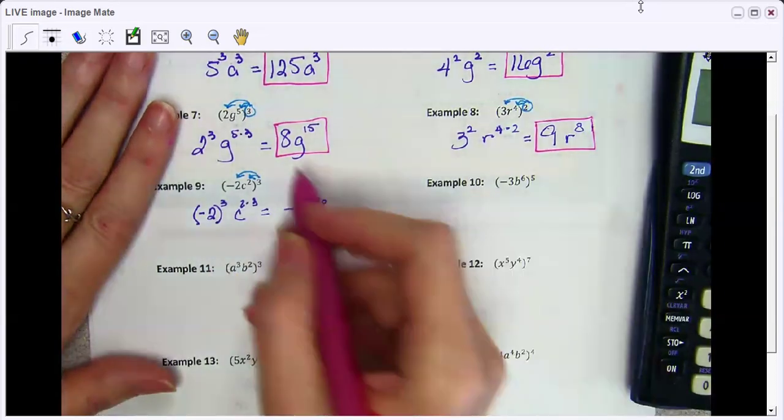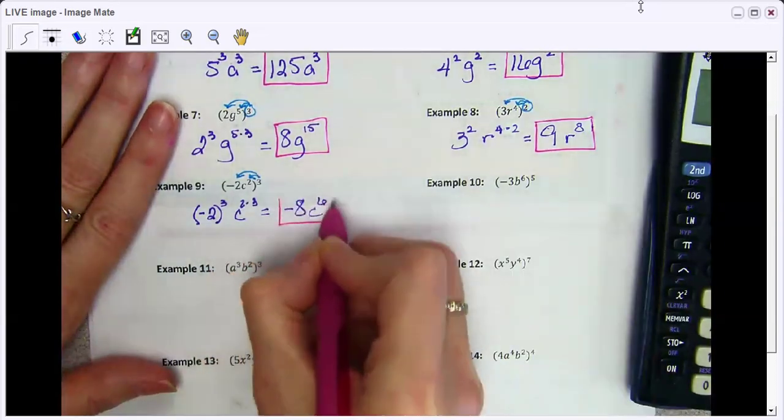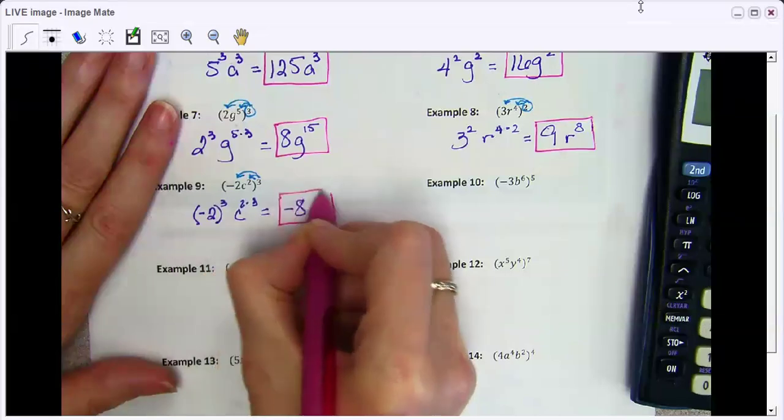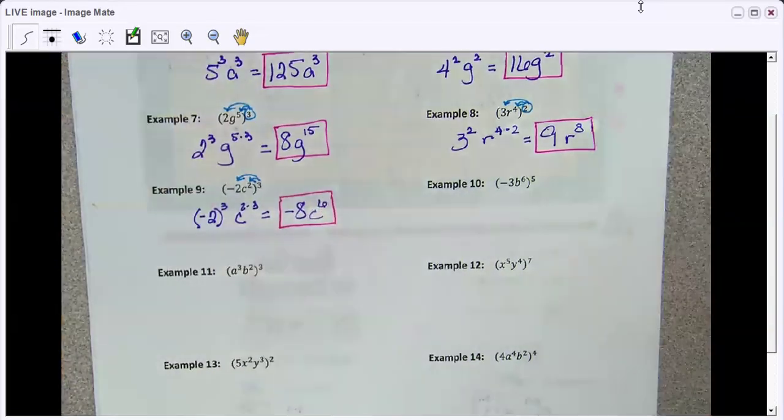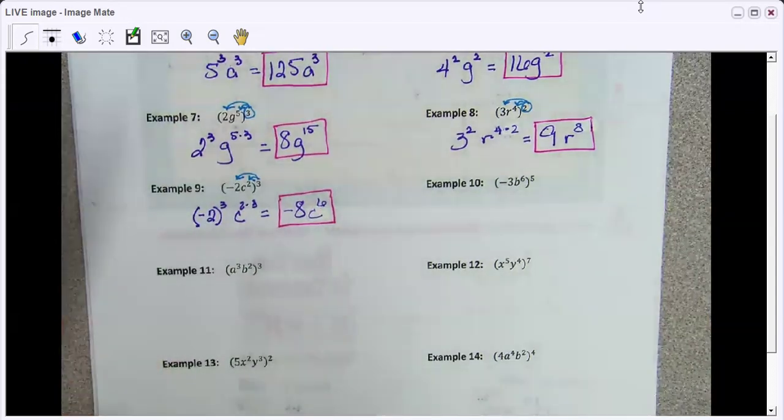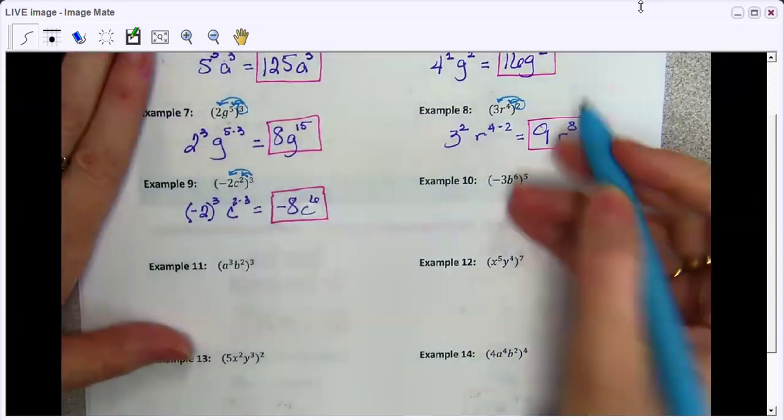So go ahead and try example 10. And I'm going to go ahead and do it on the screen, but I want you to try to start that without me, and then check as we go just to make sure you're on the right track. Okay.